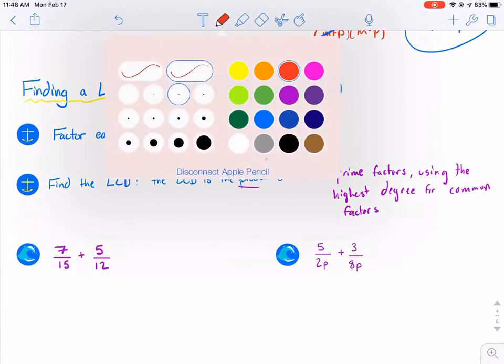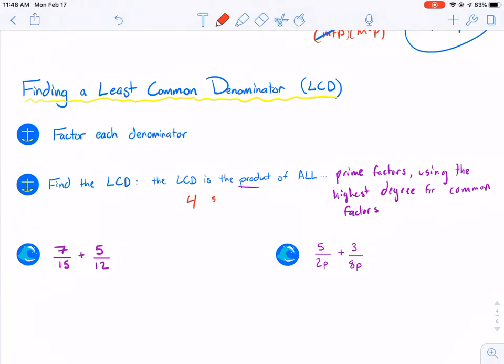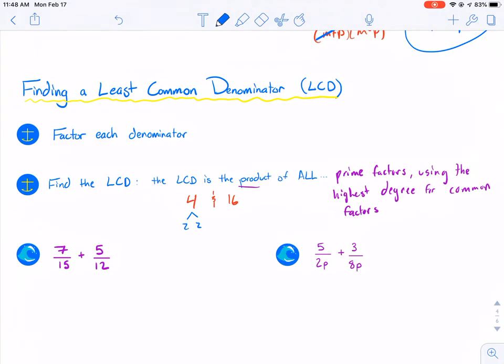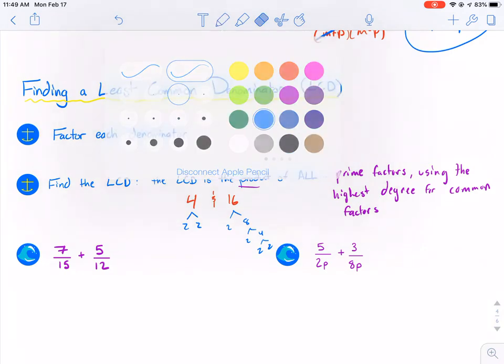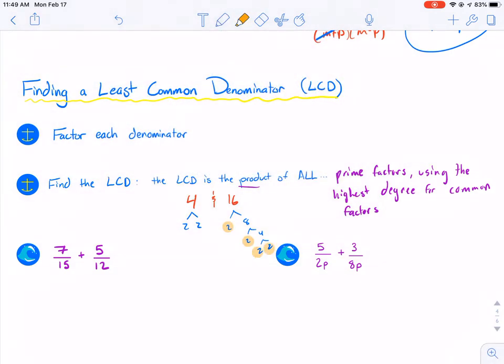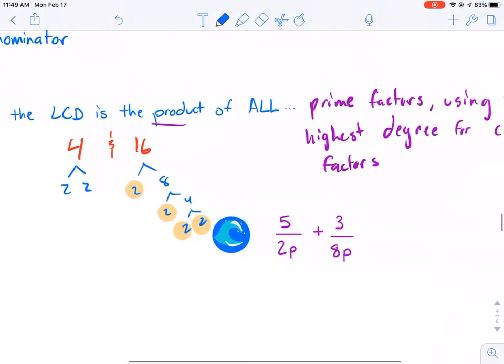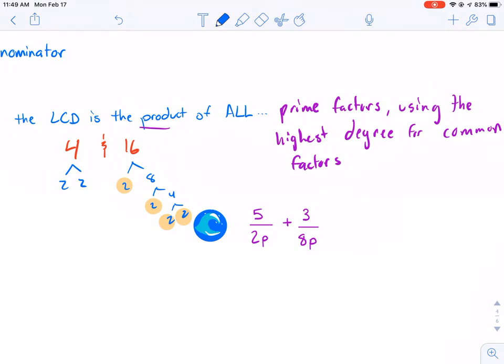For example, if we're talking about the numbers 4 and 16, and we're talking about a least common denominator between the two, okay? Well, we recognize that we have 2 and 2 as factors there, and 16 is 2, 2, 2, and 2. So there's 4 2's multiplied together to get you your answer of 16, okay? So the highest degree of the common factors, common meaning they share the same factor. So we can't just put 2 is the prime factor, so that's the common denominator. It's not, okay? It's the highest degree for common factors they share.